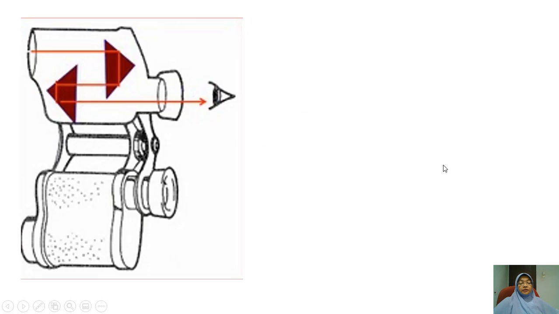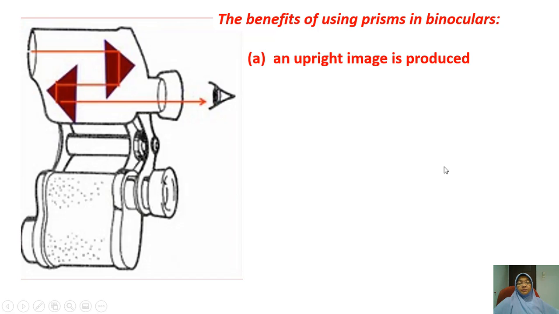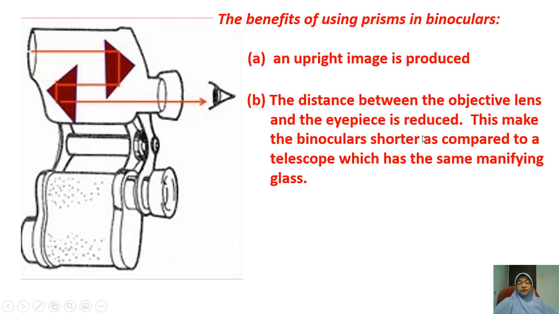The benefit of using prism in binocular: an upright image is produced. The distance between the objective lens and eyepiece is reduced. This makes the binocular shorter compared to a telescope which has the same magnifying power. So binocular is actually a shorter telescope.